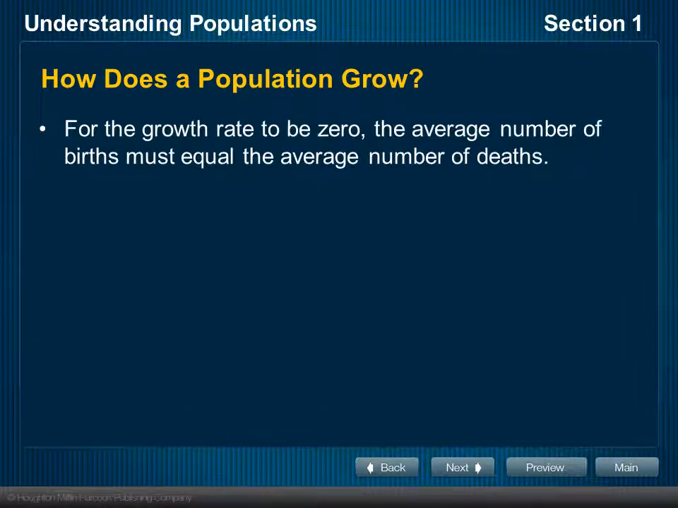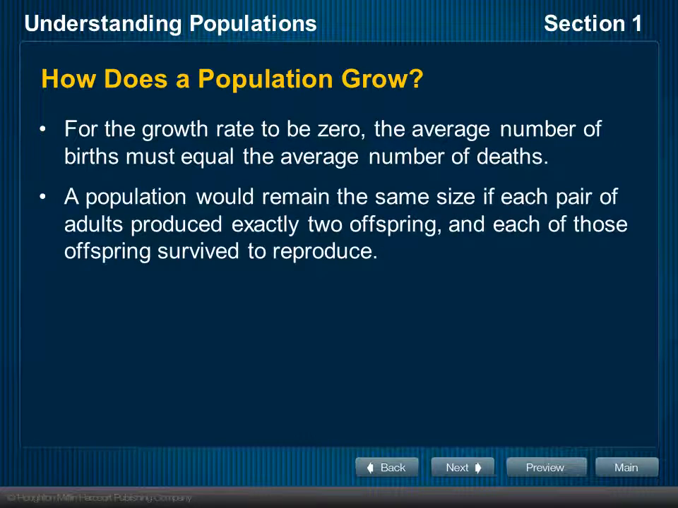But for that growth rate to be zero, the average number of births needs to equal the average number of deaths. Okay, so birth rate and death rate, or births and deaths, end up being equal. And therefore, there is no positive growth, there is no negative or decline. It just stays zero. And in any given ecosystem, when we're looking at populations, the population would remain the same size if each pair of adults produced exactly 2 offspring and each of those offspring survived to reproduce. So now we have to understand that our study of populations is a long-term study, because we have to look multi-generationally to be able to see this and to understand this.